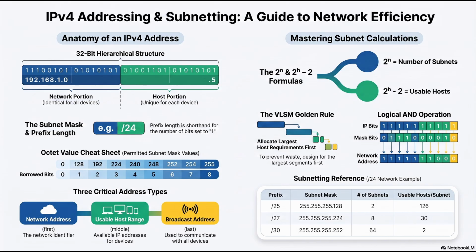Exactly. But underneath that familiar format, at the microchip level, the computer just sees a continuous string of 32 ones and zeros. And the most crucial thing to understand here is that those 32 bits are always split into two completely distinct parts. The network portion and the host portion.